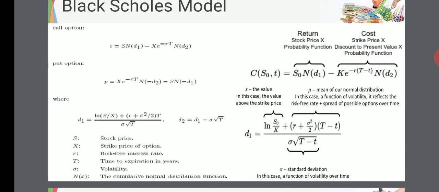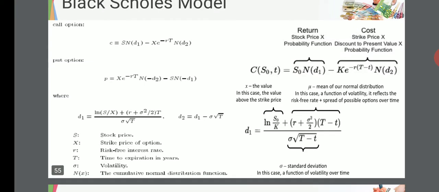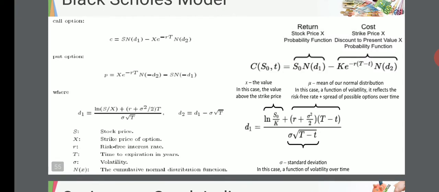d1 is log of S by X plus (r plus sigma squared divided by 2) into T, divided by sigma under root T. S is the stock price, X is the strike price of the option, r is the risk-free interest rate, T is the time to expiration in years, so how many years are left for the expiration, sigma is the volatility, and N is the cumulative normal distribution function. d2 is d1 minus sigma under root T.